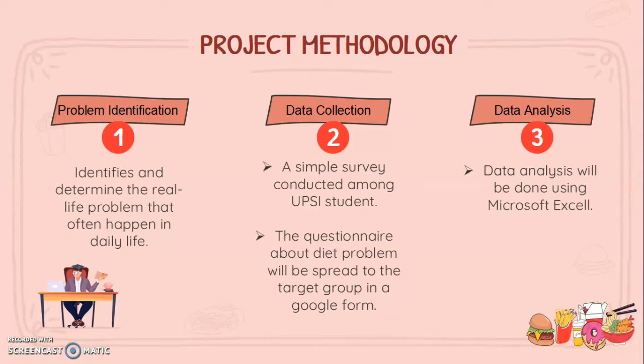Next, after the problem has been identified, a simple survey will be conducted among UPSI students in data collection phase, where the questionnaire about diet problem will be spread to the target group in a Google form. There are 33 samples of students that involved in this survey. And finally, the data obtained from the survey will be transferred into Microsoft Excel to be analyzed and to solve this problem of linear programming in UPSI, which is student diet.